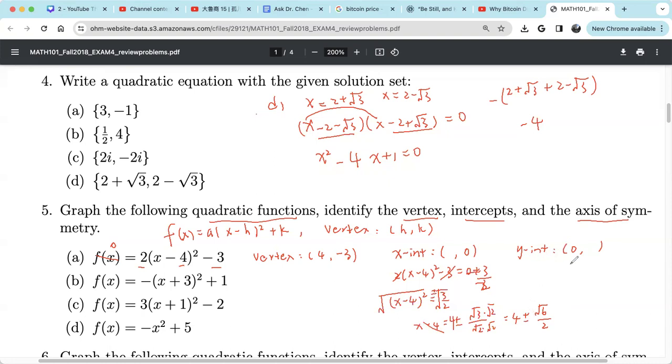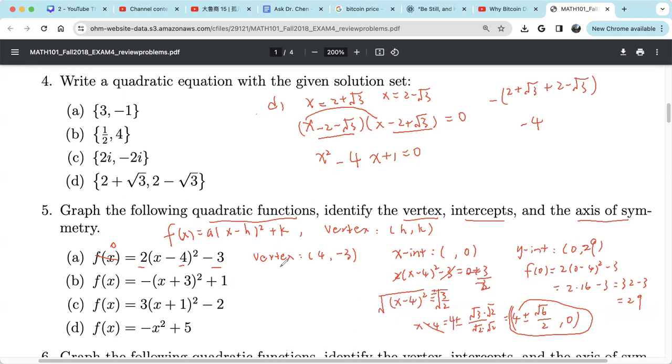Now let's find the y-intercept. The y-intercept means the x value is 0. So we just need to find f of 0. So 2 times 0 minus 4 squared minus 3. Well, 0 minus 4 is just minus 4, and minus 4 squared is 16. So 2 times 16 minus 3. 2 times 16 is 32, and 32 minus 3 is 29. So the y-intercept is only one: 0 comma 29. And for the x-intercepts, we have these two, where the y value is 0.